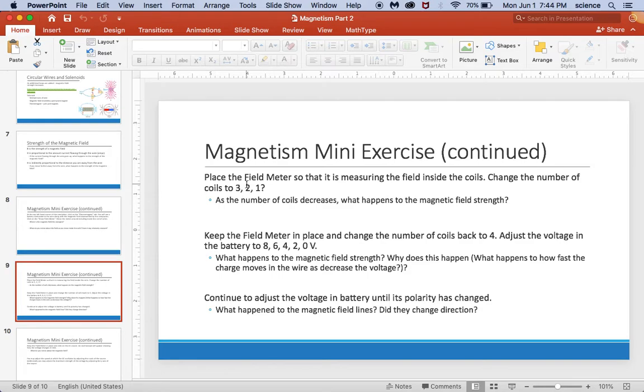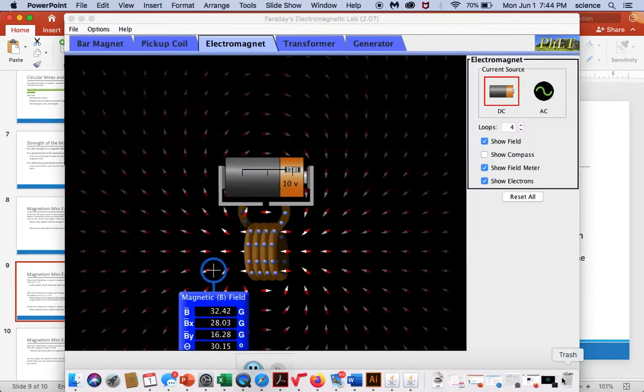All right, so we're going to place the field meter so that it's measuring the field inside the coils, and we're going to change the number of coils from 3 to 2 to 1, and let's see what happens to the magnetic field strength as the number of coils decreases.